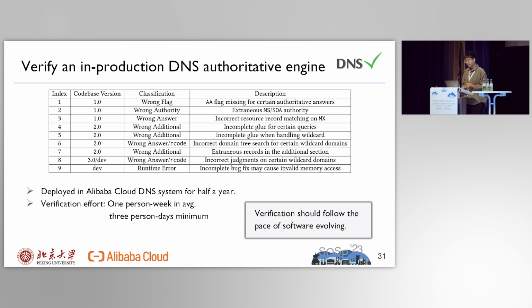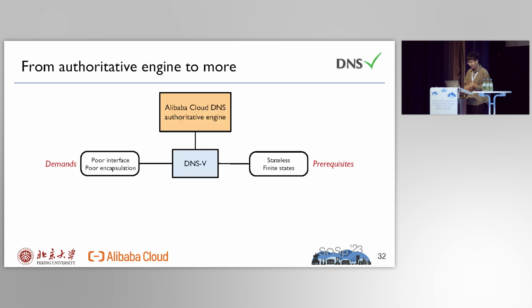Till now, DNSV has been deployed in the Alibaba Cloud DNS system for half a year. And we are happy to see that with the help of DNSV, the average verification effort of each version is 1 person week. And optimally, we can verify a new version within 3 person days. The approach of DNSV is not tied to the specific code base we have verified. It can be generalized to other in-production systems with poor interface, poor encapsulation challenge, and with finite state, stateless property.